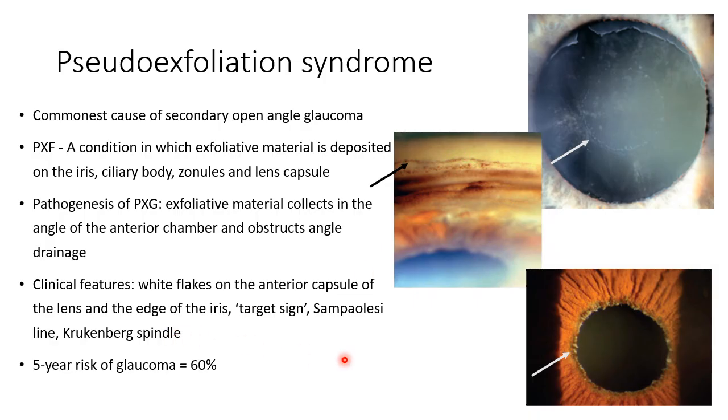Krukenberg spindle. Krukenberg spindle is usually a vertical deposit of pigment on the cornea. It is not seen in gonioscopy. I don't have a picture of that here. It is a vertical deposit of pigment on the cornea, known as a Krukenberg spindle. The shape is that of a spindle. Again, you see in this diagram the white amorphous deposits at the pupillary margin. The 5-year risk of glaucoma in cases of pseudoexfoliation syndrome is 60%, hence the commonest cause of secondary open angle glaucoma, right?